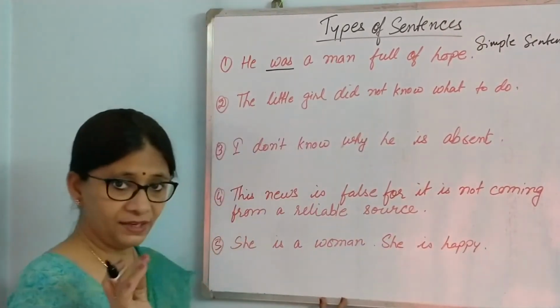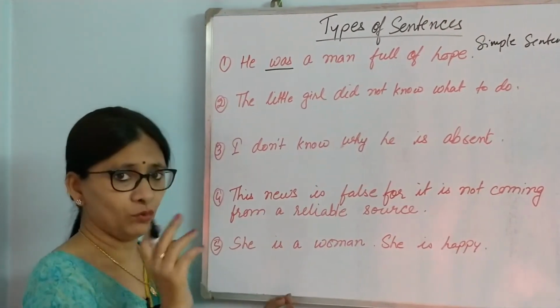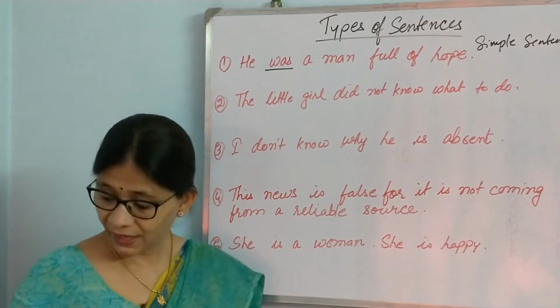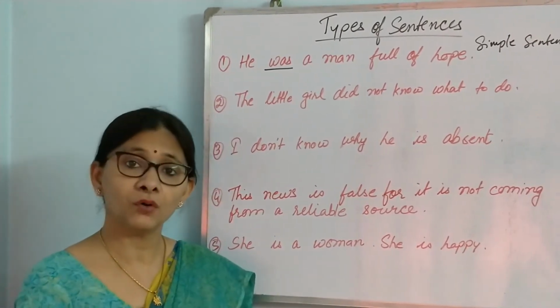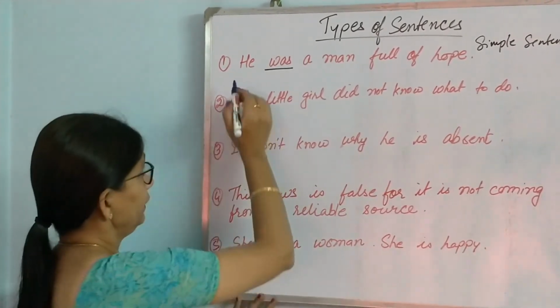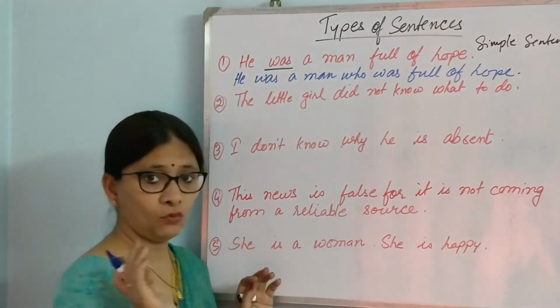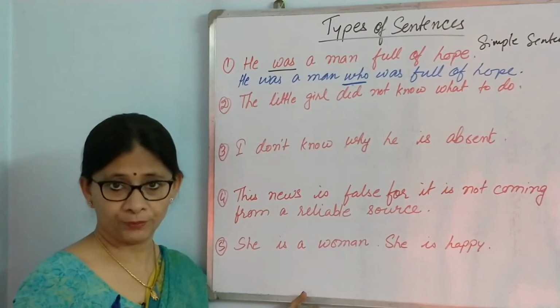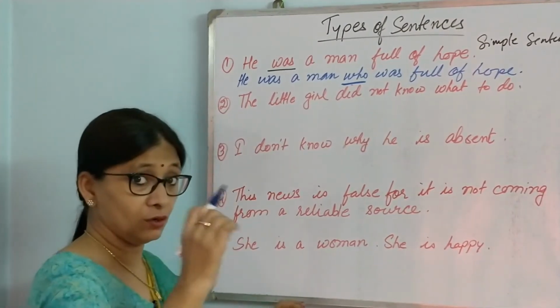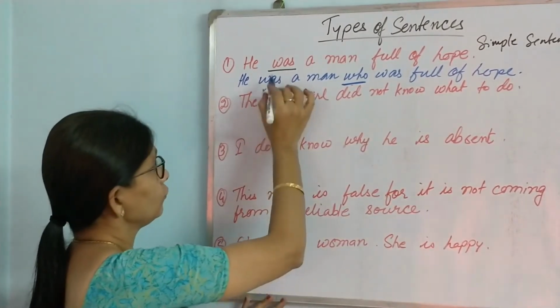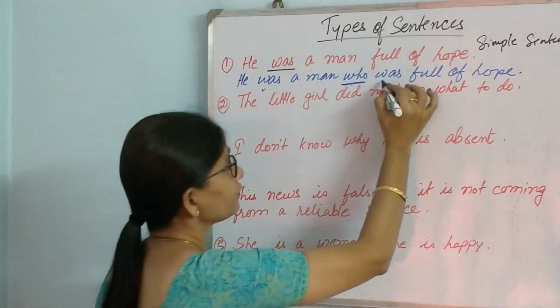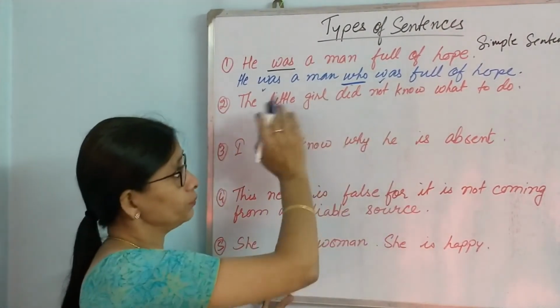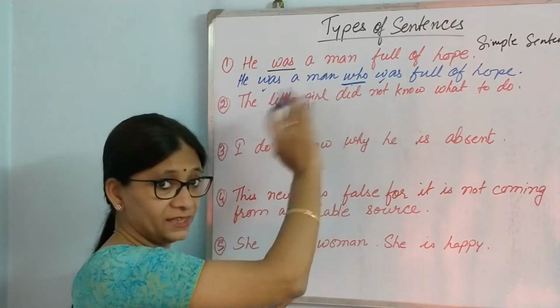It is a simple sentence, isn't it? Okay, now let us see what we can do with this simple sentence. Can we change it into complex or compound? Let us see. He was a man who was full of hope. So here let us look for the verbs. He was is a verb. Who was, again, full of hope. So two verbs are there, so two clauses.